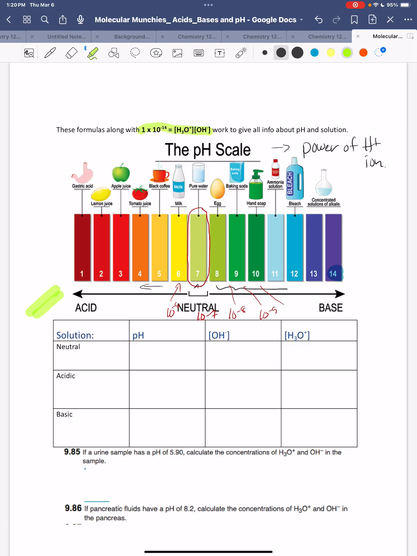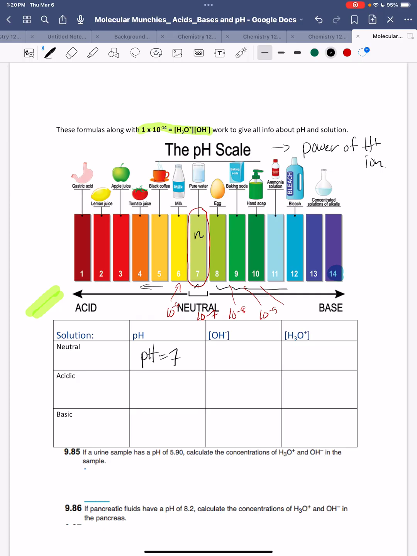So what I first want to do is try to establish just an understanding of what it is when you have a neutral solution, an acidic solution, or a basic solution. So when we talk about pH of a neutral solution, perhaps you know, the neutral solution is right here, in the middle. So the pH is equal to 7.